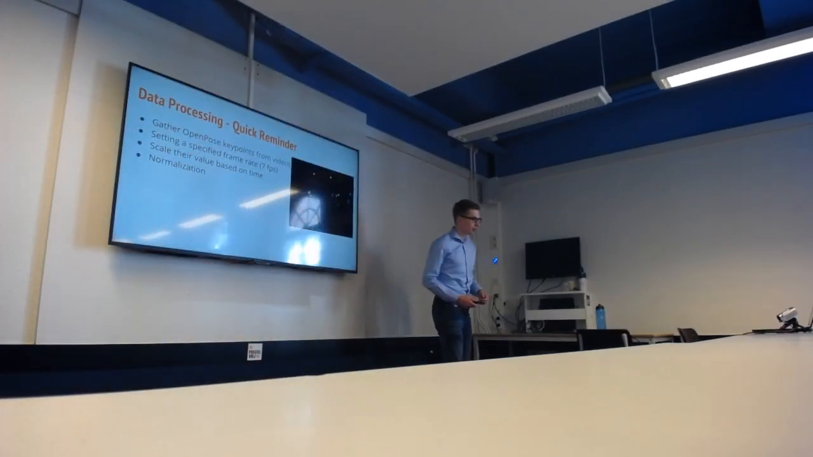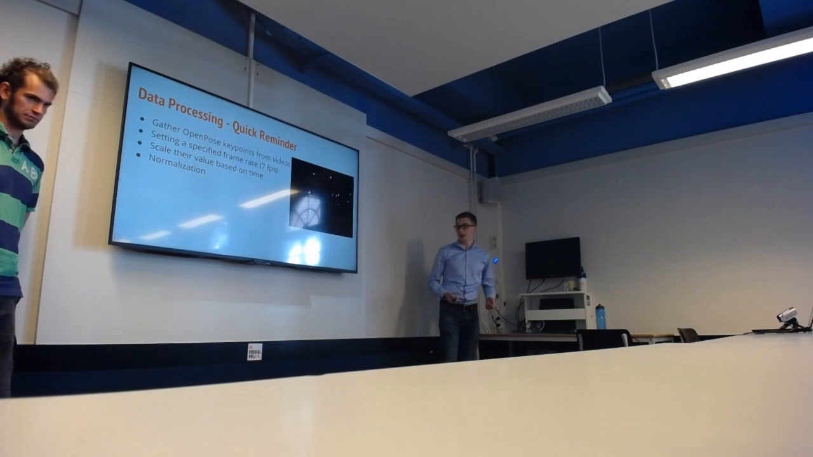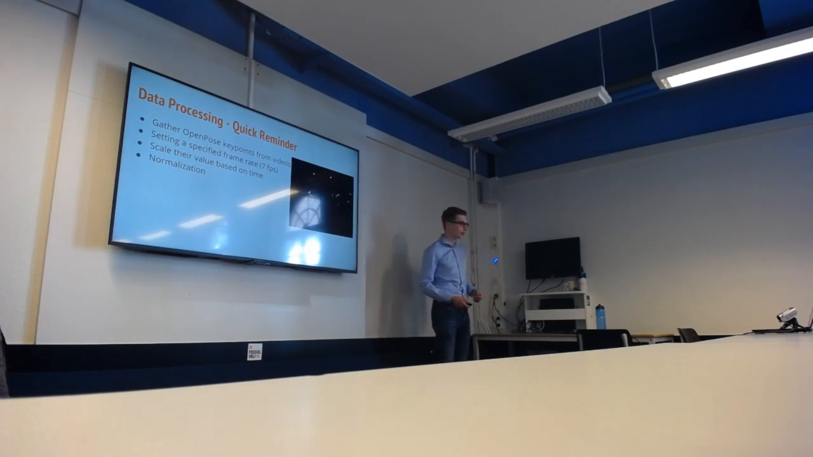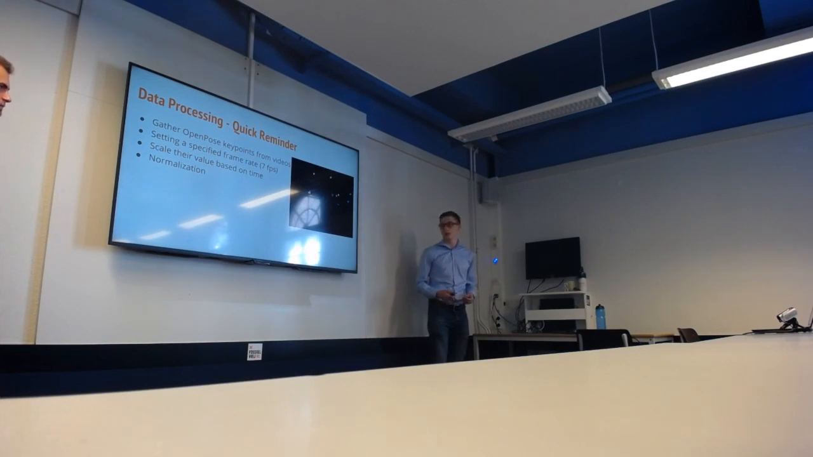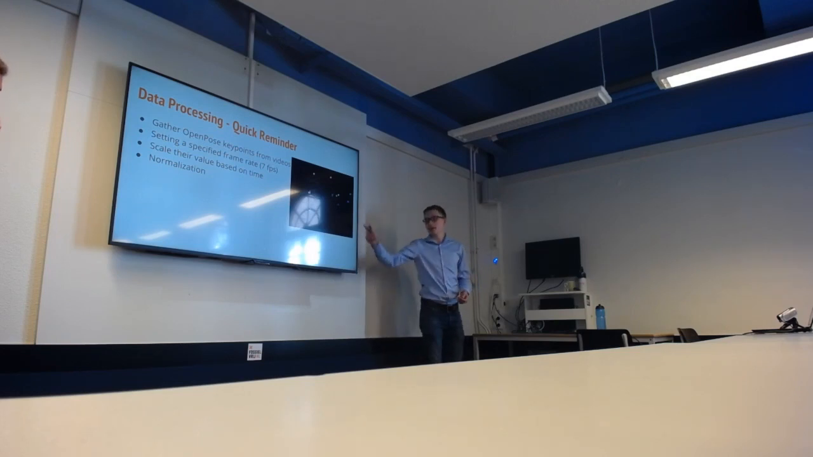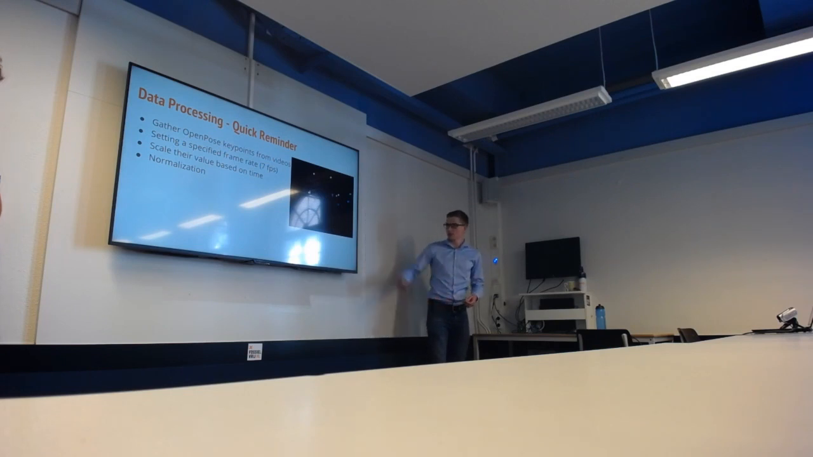Maybe as a quick reminder, what we have done yet is we gathered the OpenPose key points from the videos. We set a specified frame rate, for example, 7 frames per second, and we scaled the values based on the time. So the brightest values you see here are the current frame, and the darker the value gets, the further behind it was. So this was 4 frames behind. And we also did normalization, so we can stand where we want in the frame, and don't have to stand in a specific spot, so I could move.